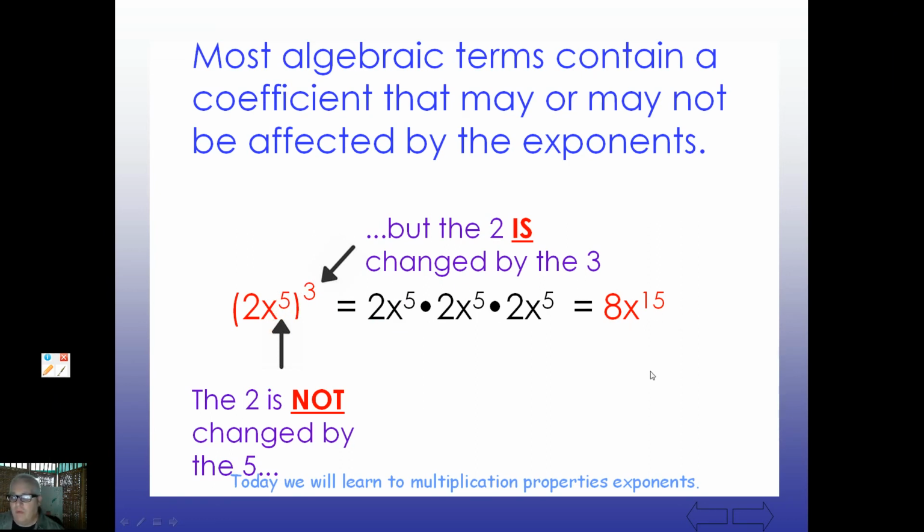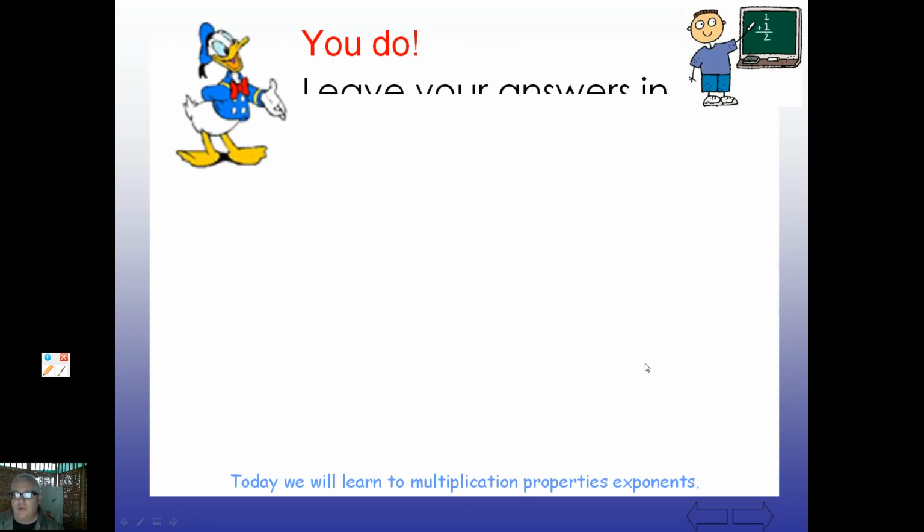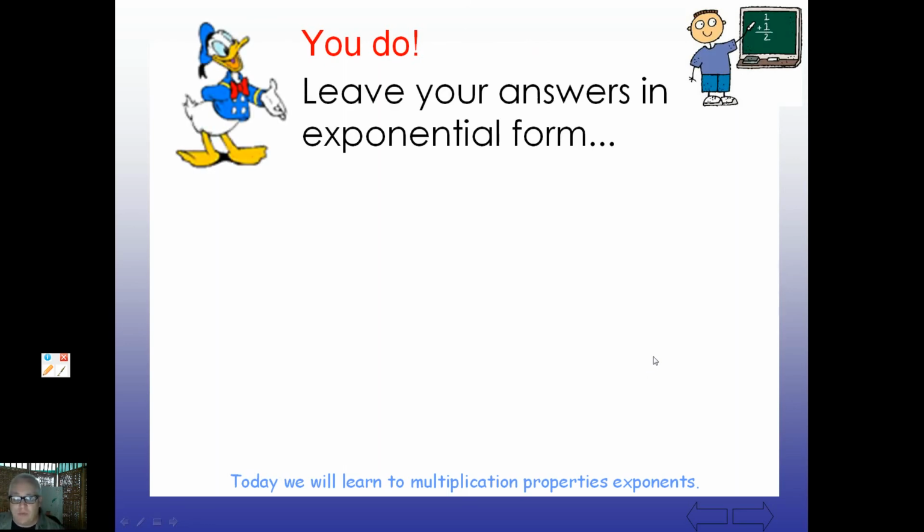All right then, you try this one on your own. Leave your answers in exponential form. X to the 3rd raised to the 5th. If you need to, go ahead and pause that and jot it down real quick. Did you end up with x to the 15th? That would be the correct answer.